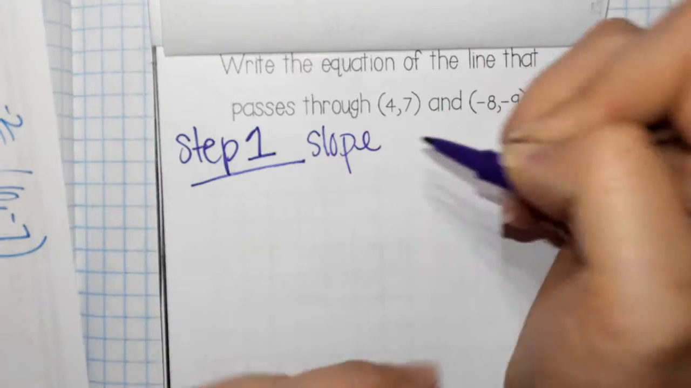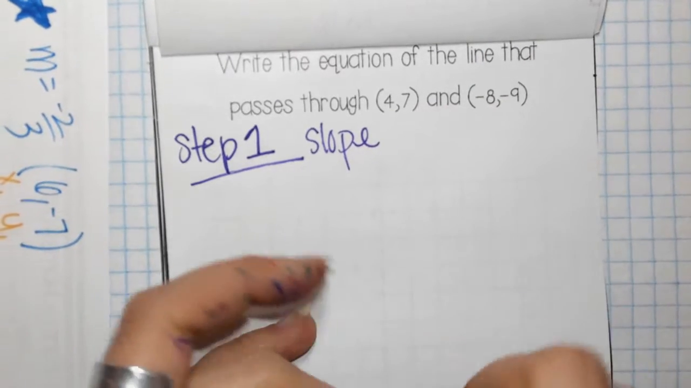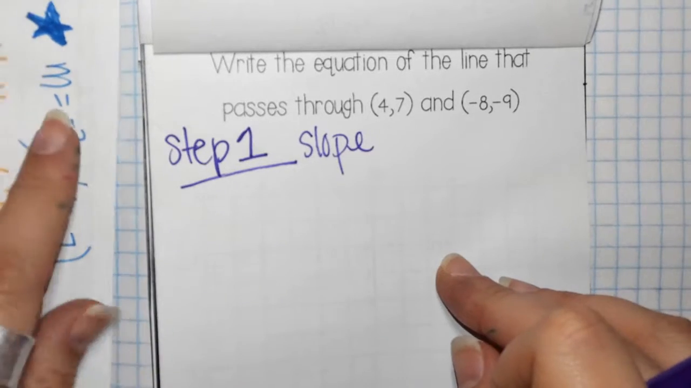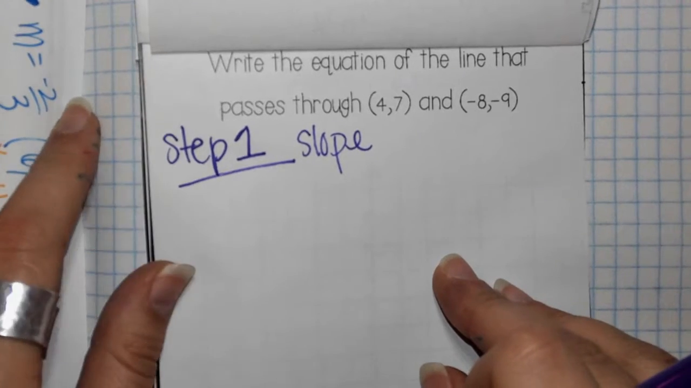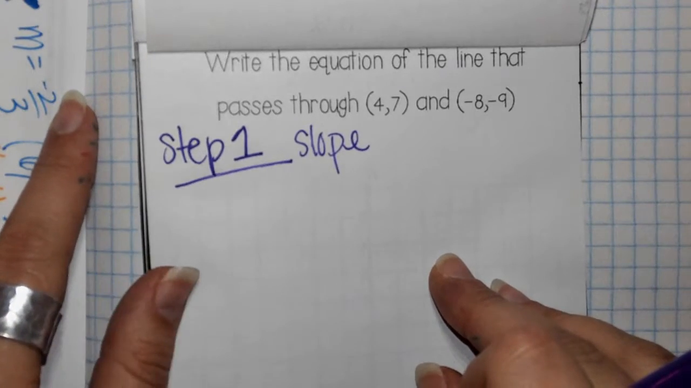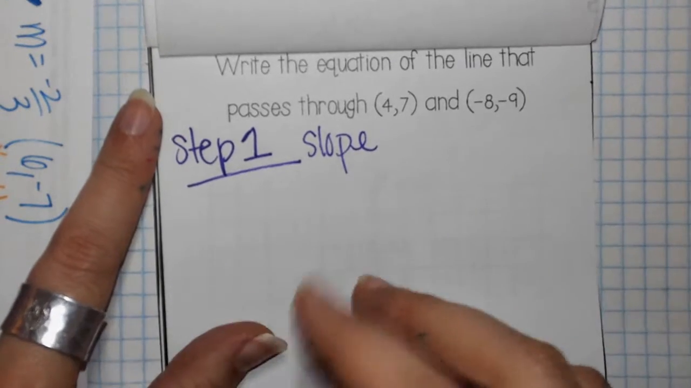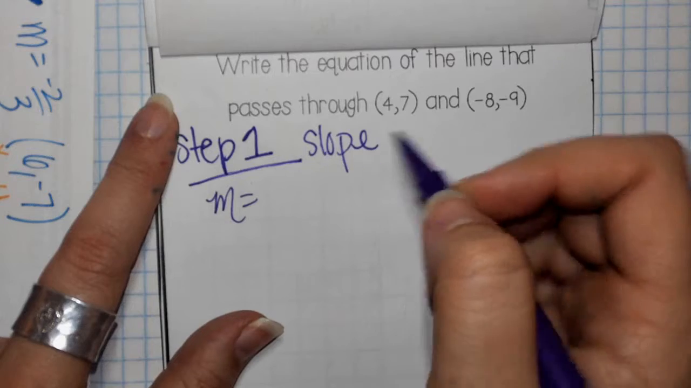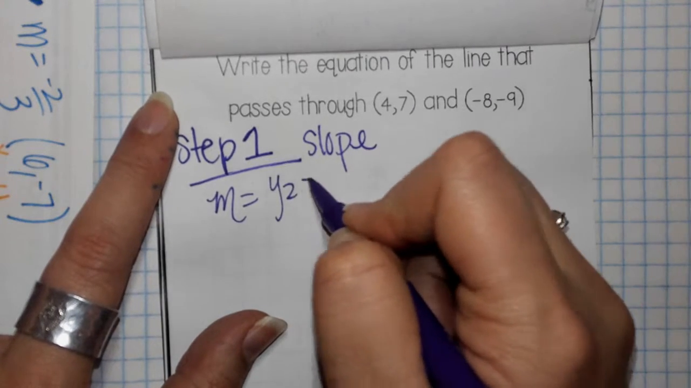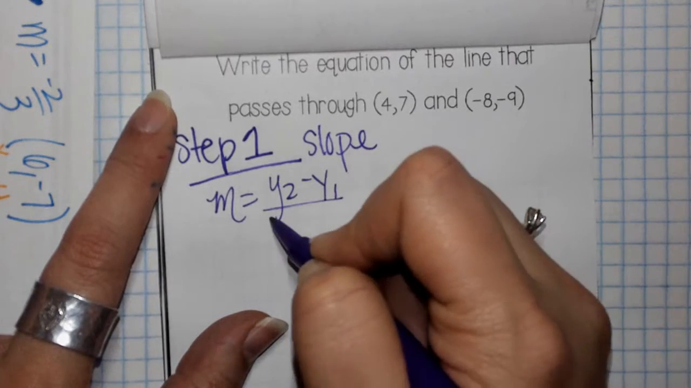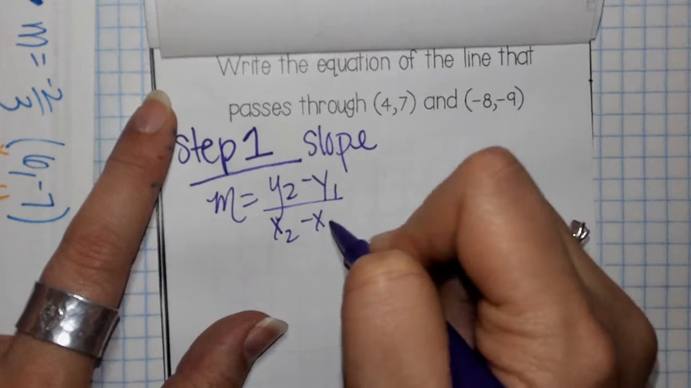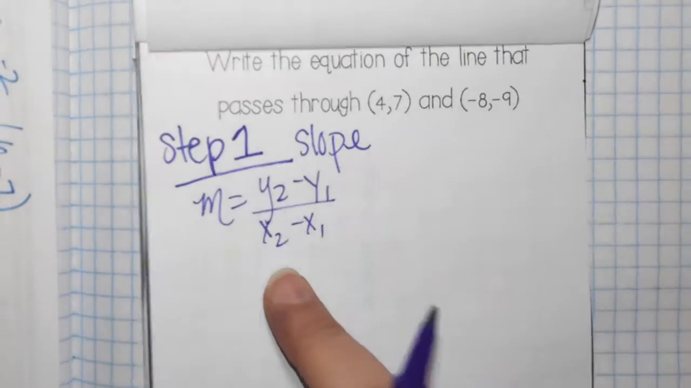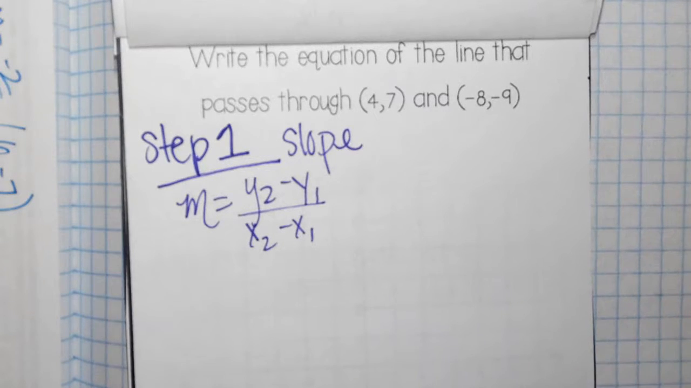Slope. Wasn't that our first step last time when we did slope intercept form? Yes, so slope is very, very important. Alright, who remembers what the slope formula is? Can you tell me? Fantastic. y2 minus y1 divided by x2 minus x1. Now I want everybody to write that every single time.